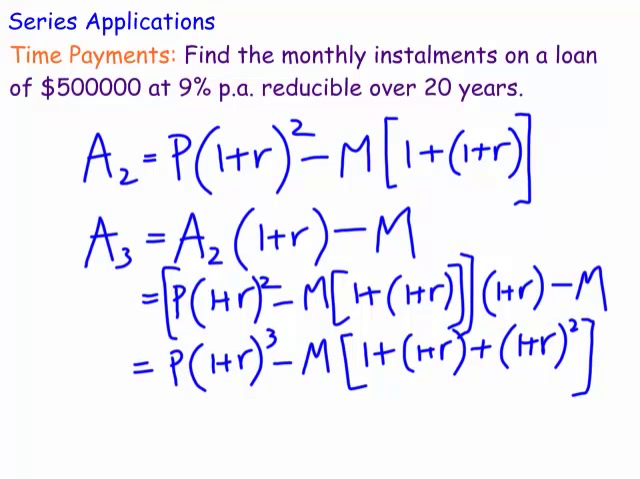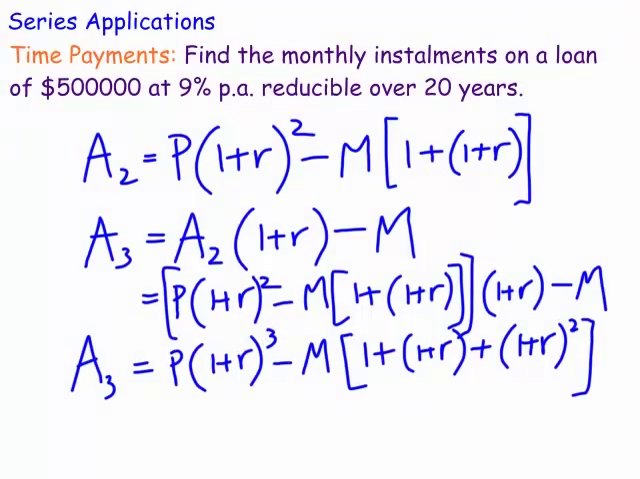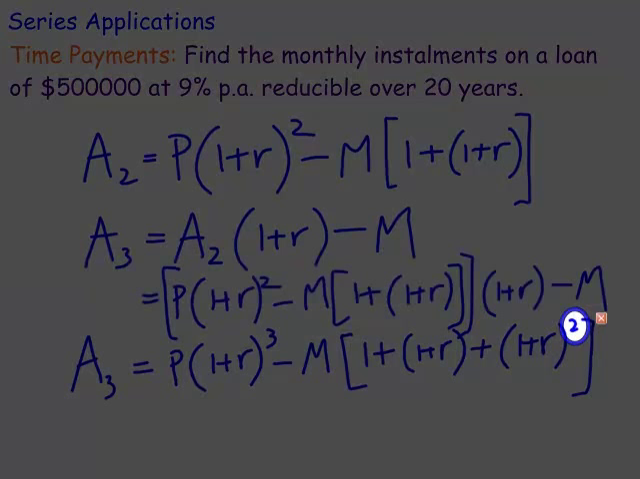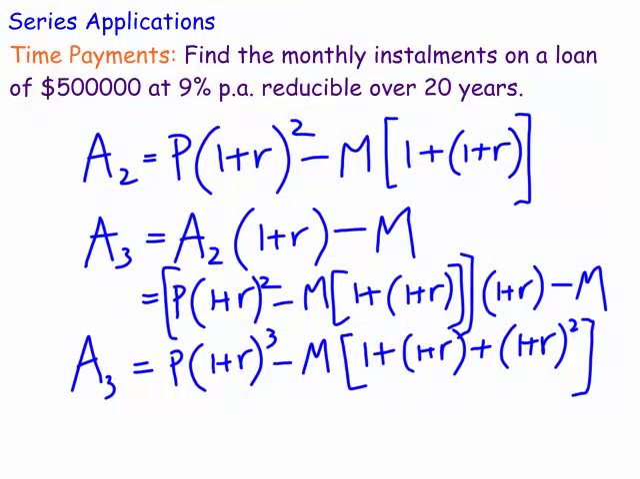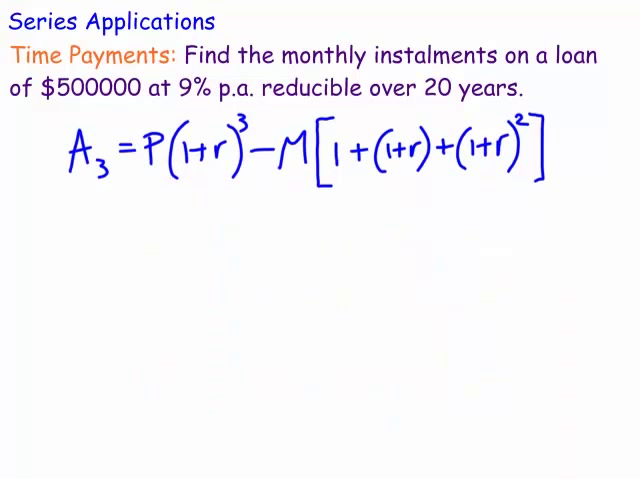Okay, you can see here we now are developing a formula, and there's a couple of things to note. A3: look at the pattern. There's a 3 here, a 3 here, but over here there is actually only a 2, so we have to take note of how the pattern is developing. How are we going to solve this for the monthly installments?